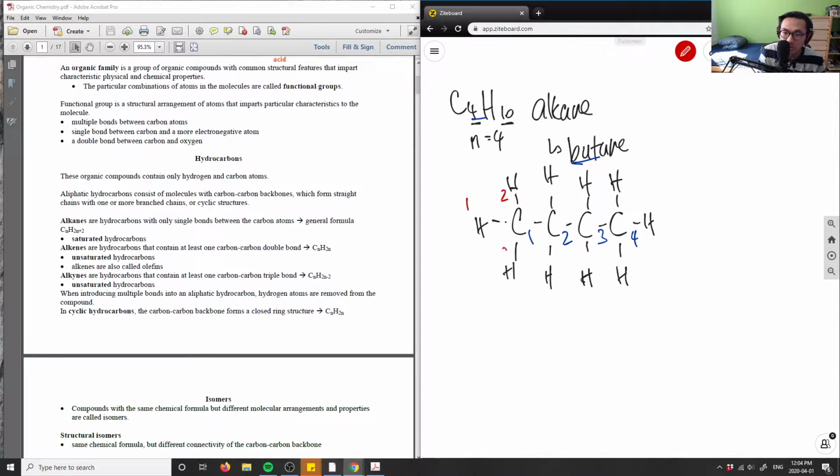We have 1, 2, 3, 4, 5, 6, 7, 8, 9, and 10. That's going to match up with this number, so it's going to be C4H10. So that's going to be our structural diagram.